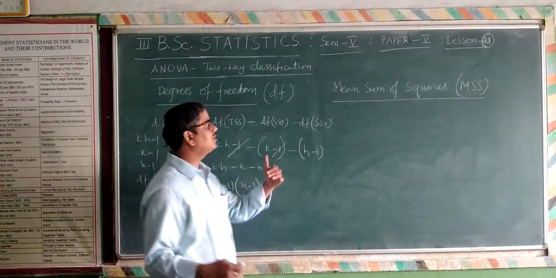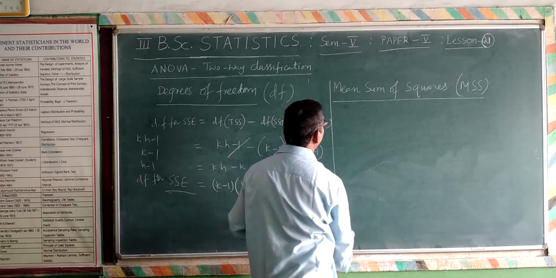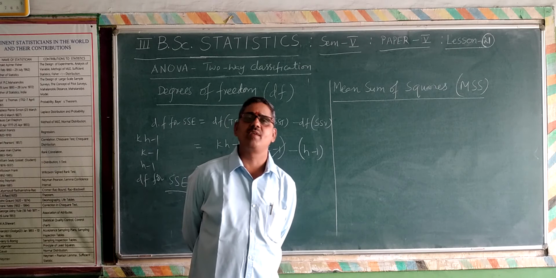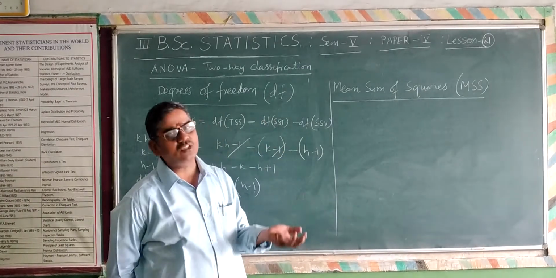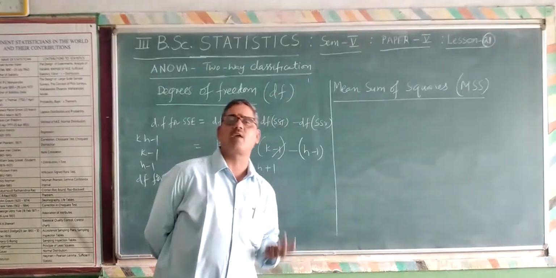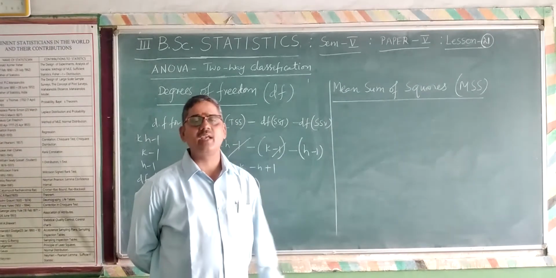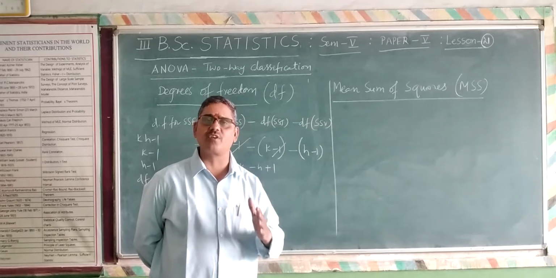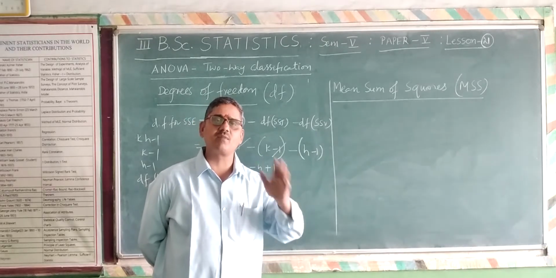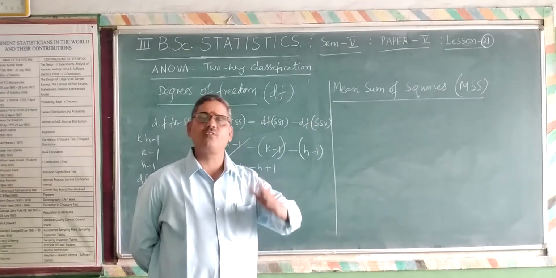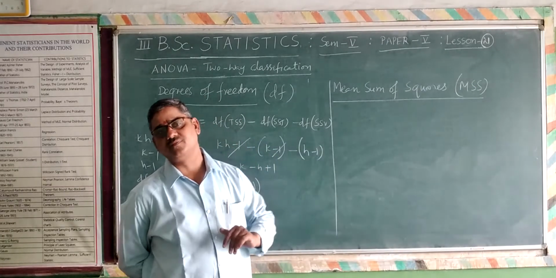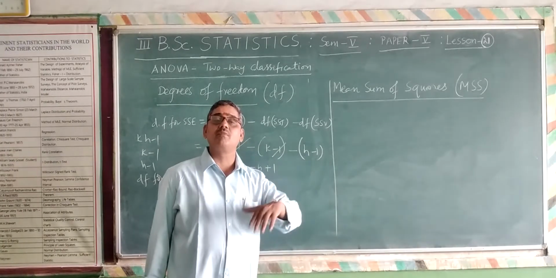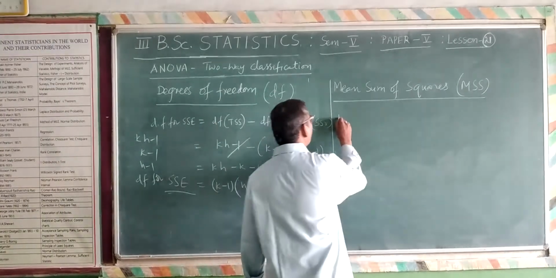The next concept is mean sum of squares, MSS. The mean sum of squares for treatments, varieties and error. I explained three formulas. Mean sum of squares is the sum of squares divided by its degrees of freedom. So the sum of squares divided by degrees of freedom gives you the mean sum of squares. So three formulas are required.